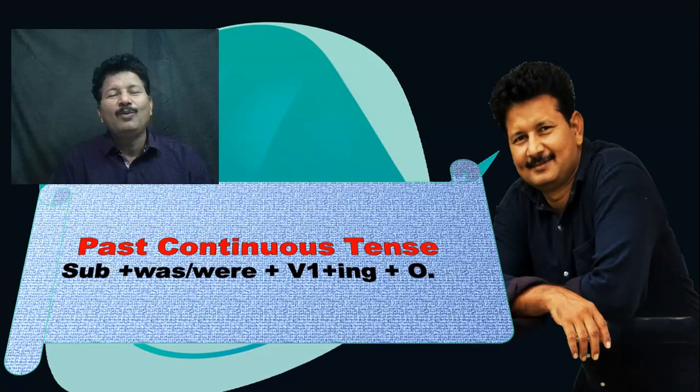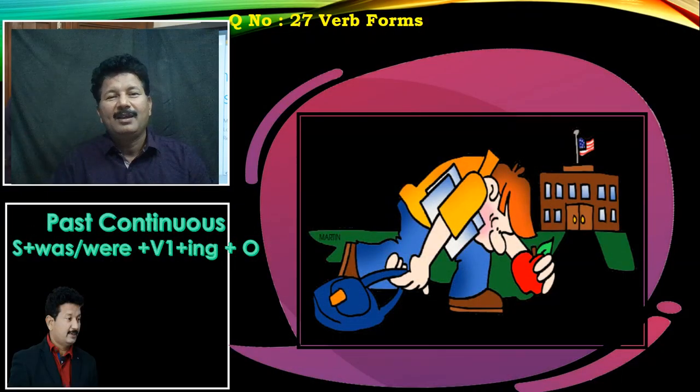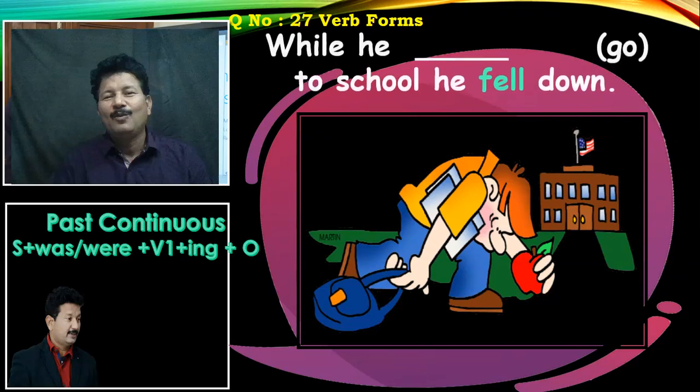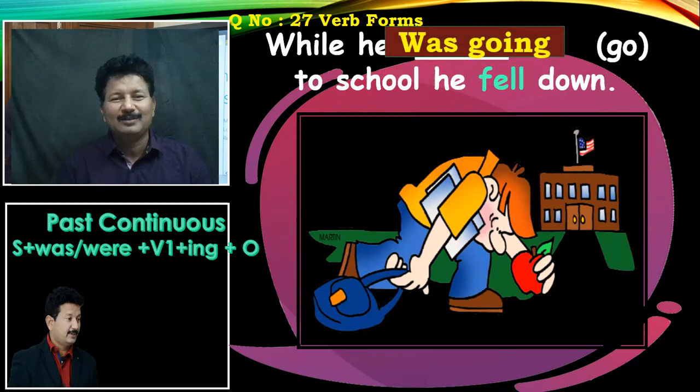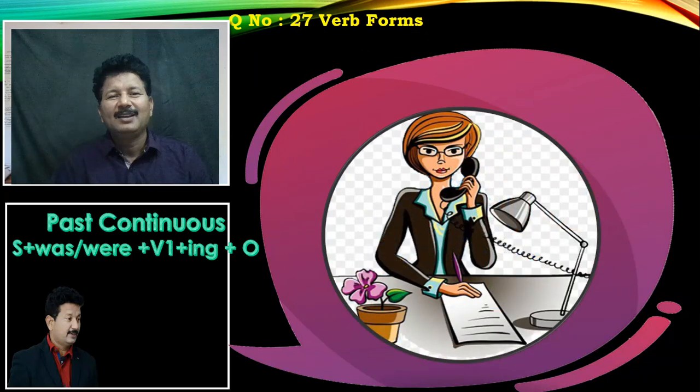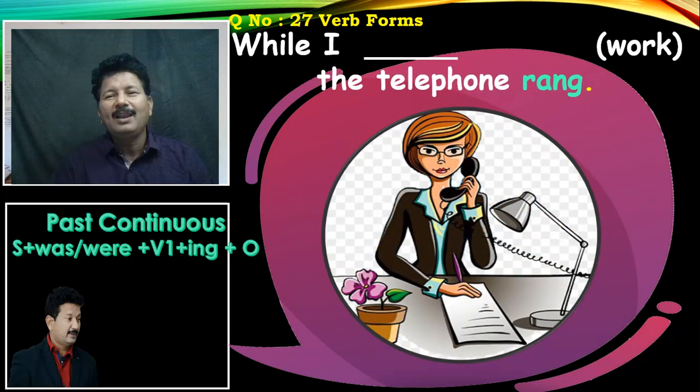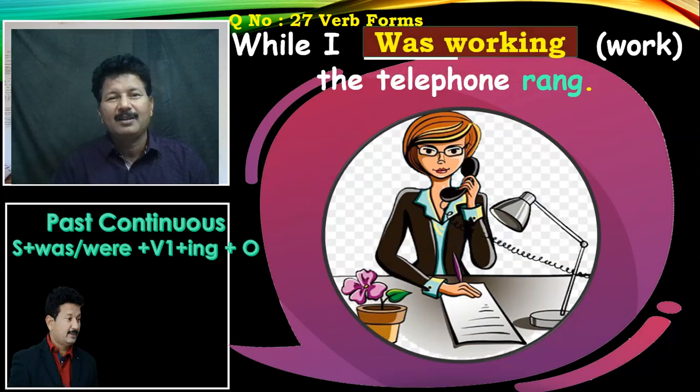Now finally we'll work with past continuous tense. The sentence pattern is subject plus was or were plus V1 plus ing plus object. Well, now you can find, while he dashed to school, he fell down. So while he was going, right? So while he was going, he fell down. Now look at this. While I dash work, the telephone rang. So while I was working, the telephone rang.